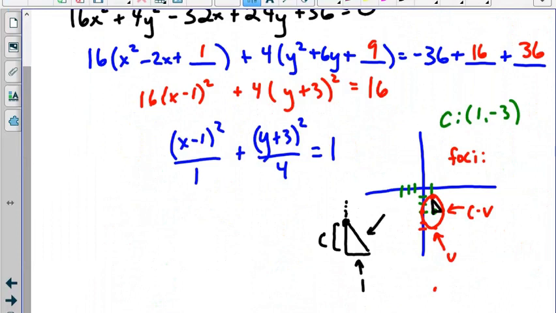And then the semi-major axis is 2 because 4 is 2 squared. So I have to do the Pythagorean theorem in this problem, and I end up with c equaling the square root of 3. Notice that's also the square root of 4 minus 1. So if you take the bigger number in the denominator and subtract the smaller number in the denominator and take the square root, you end up getting the proper answer. So our foci are going to be at 1, comma, negative 3 plus or minus the square root of 3. And so that puts us a little bit short of where the vertices are.